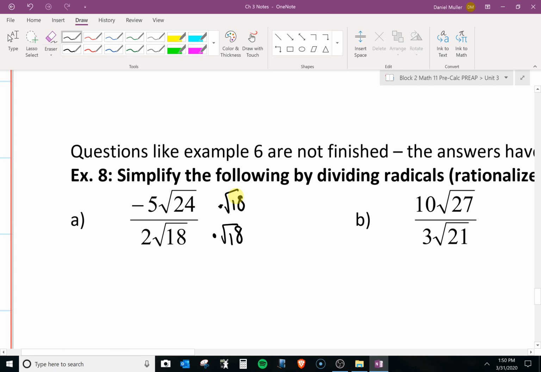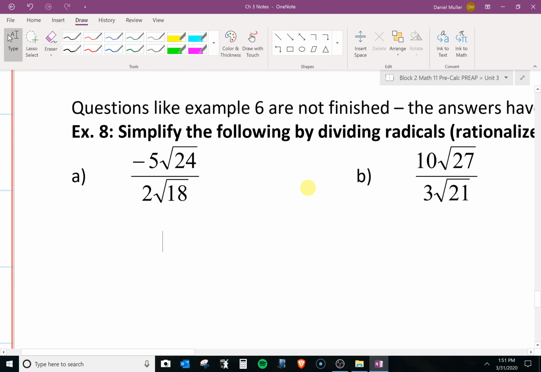And that will get you the right answer, assuming you did it correctly, but 18 times 18, I have no idea what that is, and 24 times 18, I don't even know what that is. But what I do notice right away, 5 and 2, that can't be simplified, that's the fraction that it is, but 24 and 18 can.